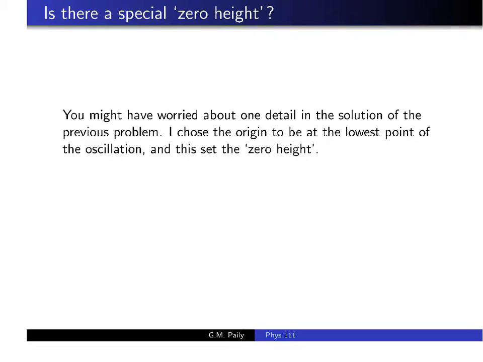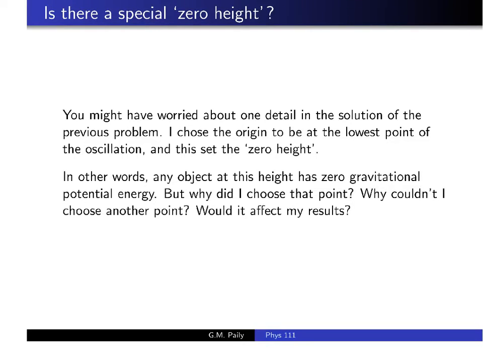Now, you might have worried about one detail in the previous solution. I chose the lowest point of the oscillation to be 0 height. And so any object at that height had 0 gravitational potential energy. But why did I choose that point? Why not some other point? Why not, for example, the high point where the string was attached? Could I choose some other point? Could I choose my initial height as y equals 0 or my final height as y equals 0? And would it affect my results?